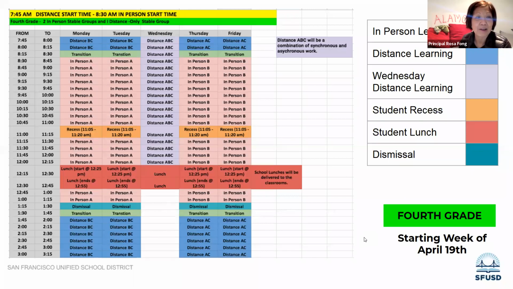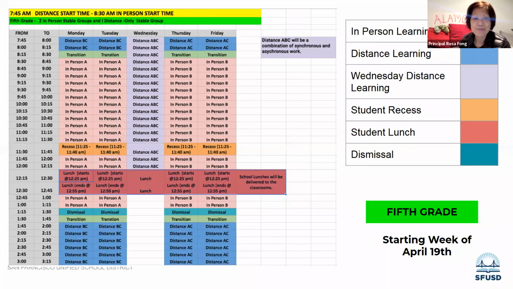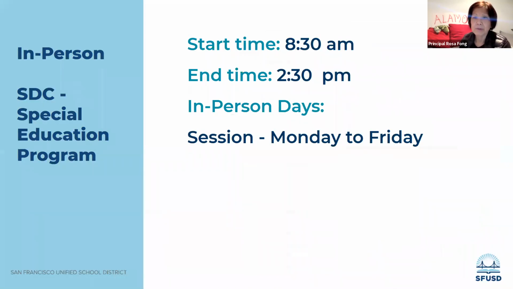7:45 to 8:15, following the blue for distance learning, and then 1:45 to 3:15. Transition, then in-person begins at 8:30. So for K through fifth grade, in-person is across the board standard, 8:30 to 1:15, with the 15 minutes of staggered dismissal to 1:30. Okay.